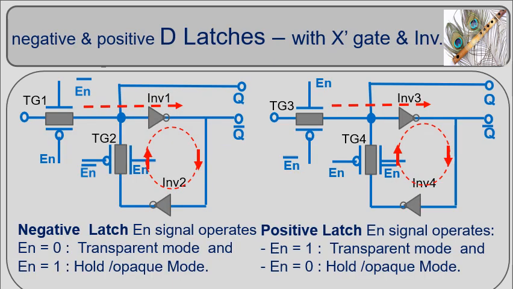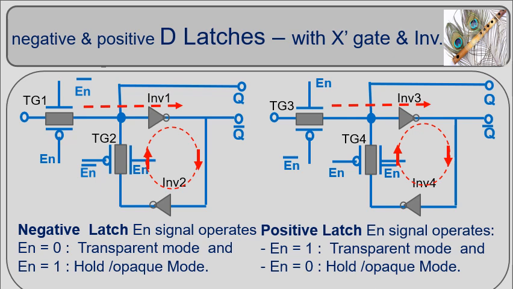A data or a delay latch is a fundamental building block in sequential circuits that store and hold data based on the control signal, often referred to as the clock or enable signal. They come in two types based on the level of the clock or enable signal that activates them. A positive level D latch is active when the enable signal is high, that is at logic 1. A negative level D latch is active when the enable is low, that is at logic 0.